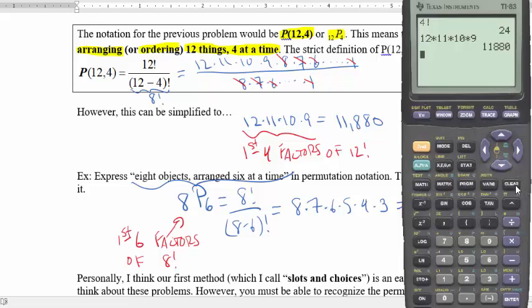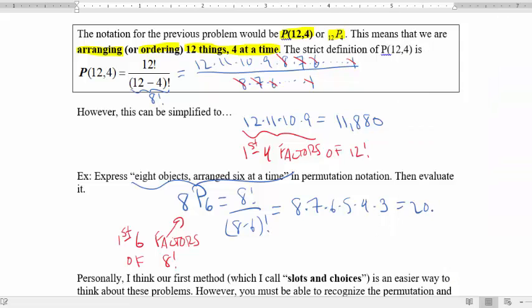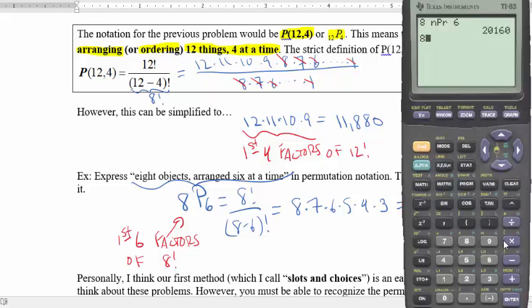And again, luckily, the calculator can also do this for us. So the way we would enter 8P6 on the calculator is we would type the 8, then we would go to our math button, over to probability again, and you'd go down to number 2, nPr, and then you would type the 6. So 8 nPr 6 is going to be 20,160. So in this case, we end up with 20,160. And again, you can verify that if I did 8 times 7 times 6 times 5 times 4 times 3, I get the same answer. So it works out doing it either way.